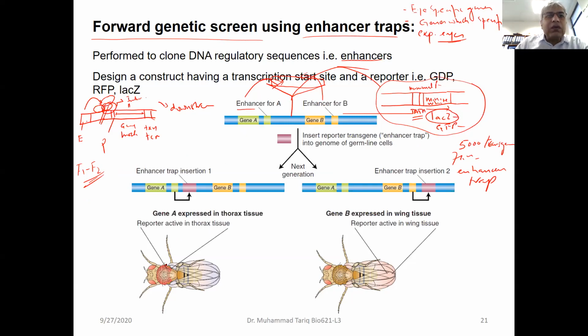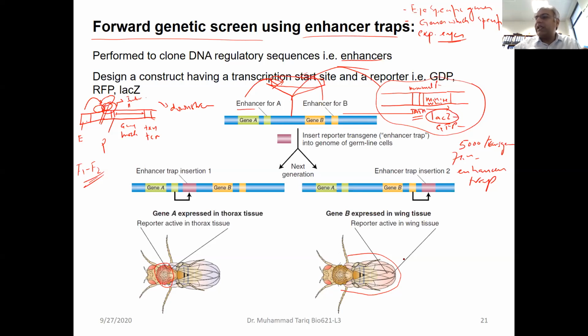Here it is shown. Your mini-white is expressed in the thorax because your reporter gene must have integrated near an enhancer involved in thorax development. In this other case, your gene has integrated in a region where an enhancer is involved in wing development. Look, the wings are showing a slightly reddish color due to mini-white.